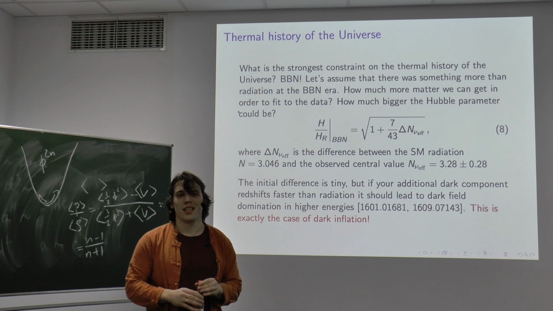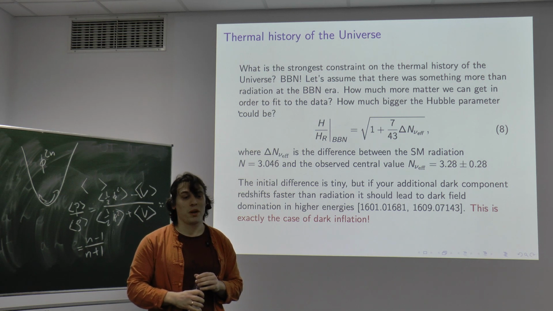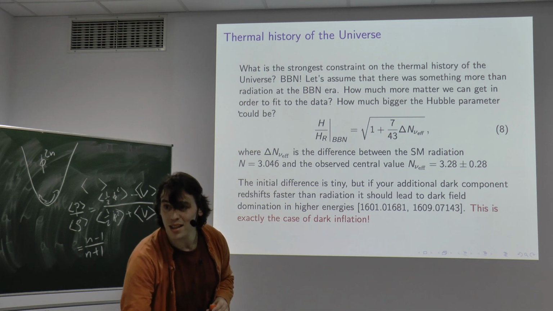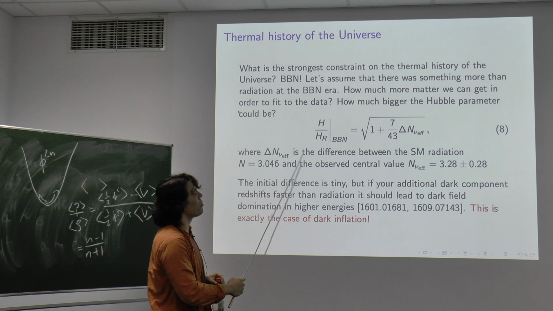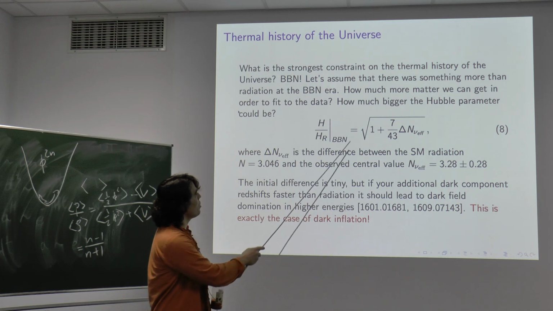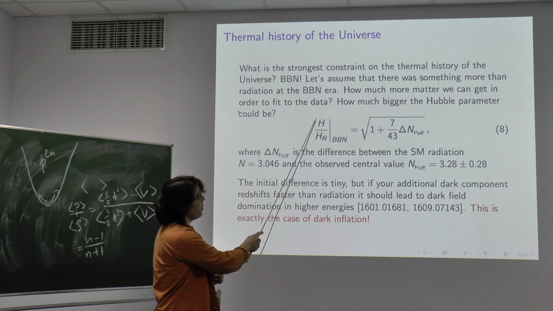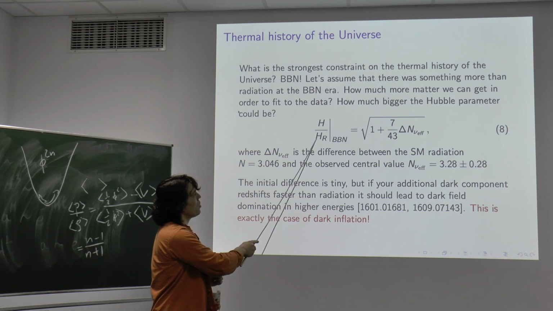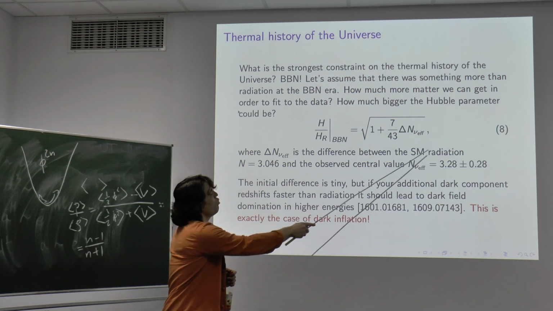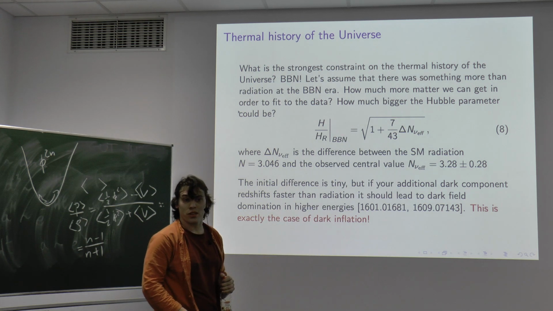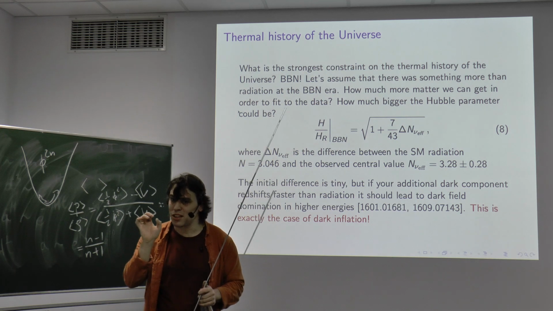So we have strong constraints on the energy density of the universe at that time, but not perfect constraints. We still have some uncertainty, which comes from the fact that there is some difference between the measured and theoretically predicted number of effective neutrinos. So this quantity tells you the uncertainty on the true Hubble parameter at BBN, relative to the Hubble parameter assuming there is only radiation in the universe. If this were 1, then you would be sure that the universe was dominated only by radiation. But this small number tells you that at the BBN era, there could be some additional field.